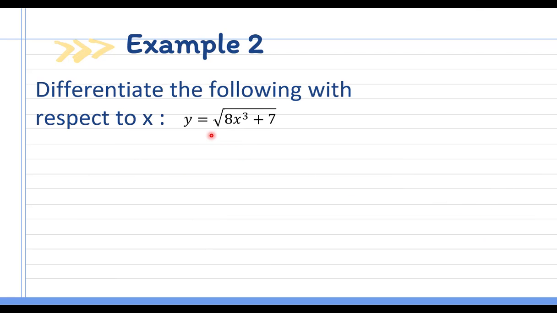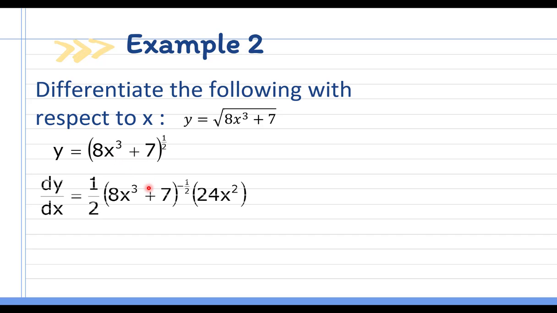Then if we have y equals square root of 8x cubed plus 7, if you want to derive, you make the power become a half first. And then let's see what we do. Here we have a half coming from the power, and then the half is multiplied with the u, 8x cubed plus 7, and now the power is subtracted 1. From a half, subtracted 1 becomes minus a half.